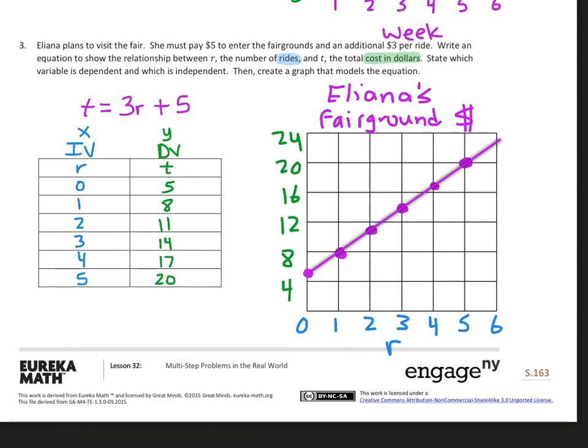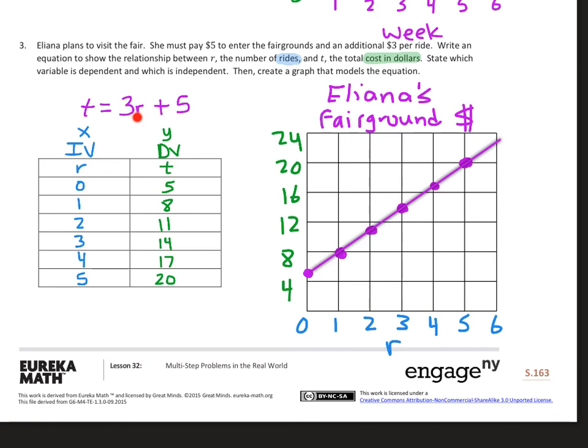And so let's look at our last one for this video. And so Eliana goes to the fair, and it's $5 just to get in. So no matter what, even if she doesn't ride anything, she's going to pay $5 to get in and say hi to her friends. And then it's an additional $3 per ride. So our equation is going to look like this. Her total cost is going to be the $5 original cost. All right, that's added to $3 per ride.